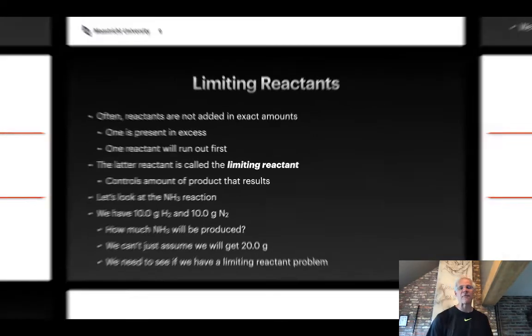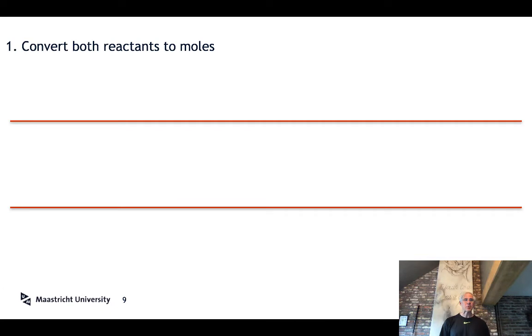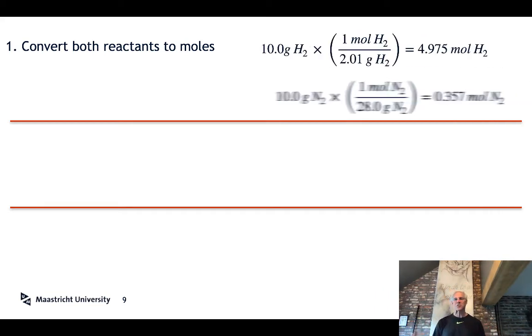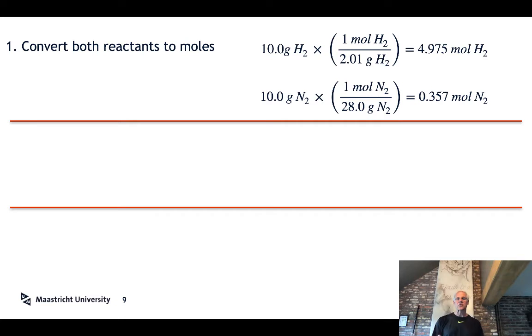Okay, so let's see if we have a limiting reactant problem. So let's work this one out. First thing we want to do is convert both reactants to moles, because remember, everything happens in terms of moles. So for 10 grams of H2, we use our conversion factor between moles and grams to get moles of H2.